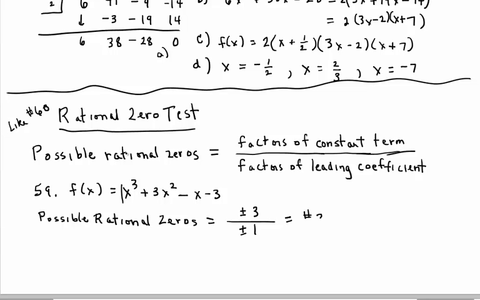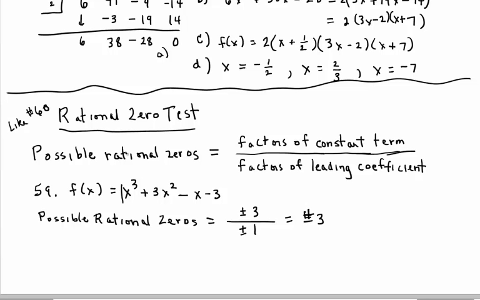So if this cubic cuts through the x-axis at a rational number, it has to be either at 3 or negative 3. I'm not saying it does. I mean, it might have irrational solutions, but if it does have a rational solution, then it has to be one of these numbers. Okay, and then it says what?